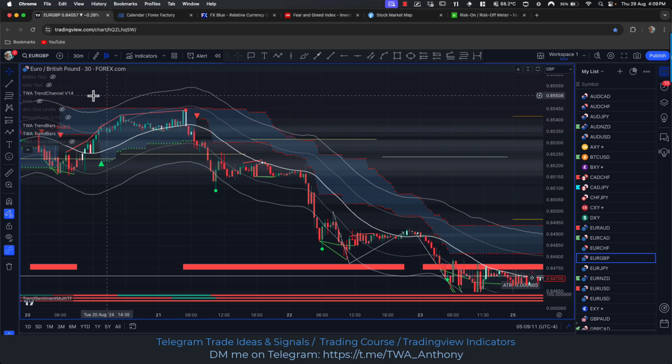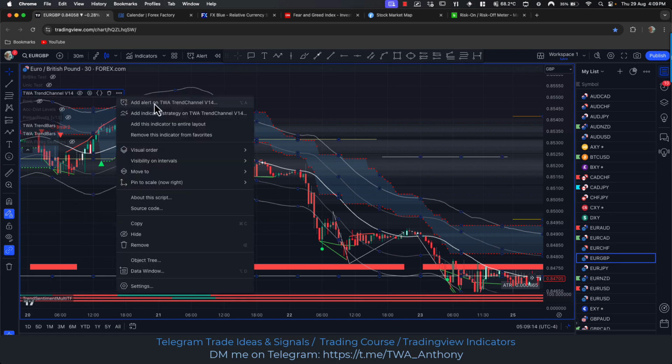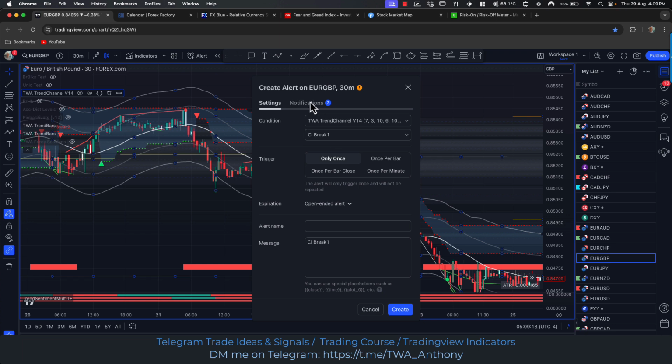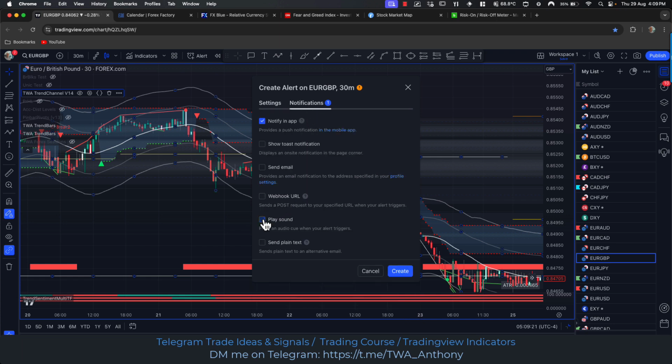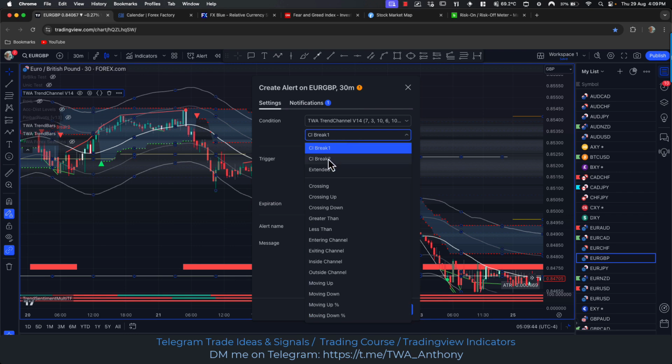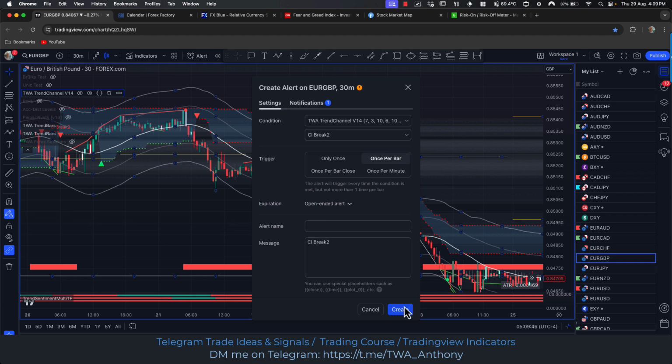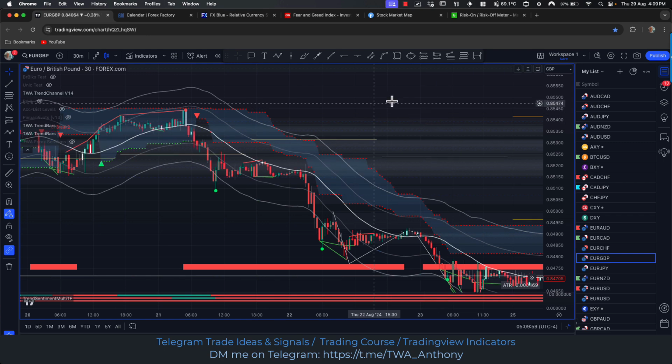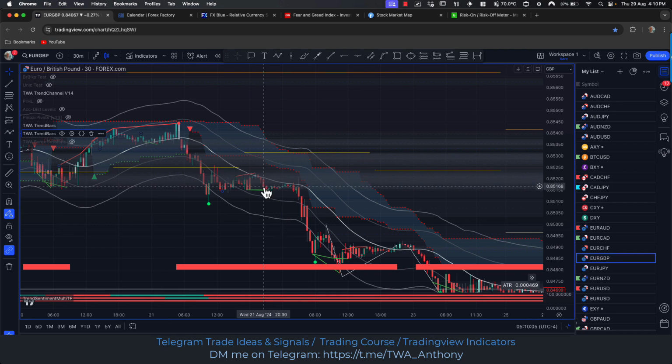I'm going to quickly set up this 3 dots, add alert. Okay, go over here and remove sound. Notify in app is best. If you've got a phone, you can set up the TradingView app on your phone and be notified so you don't miss anything. And then settings, cloud break 1, right? Once per bar, create. Come back in and set up cloud break 2, once per bar, and create. Okay, you want those alerts because that's going to get you in early on a trend.